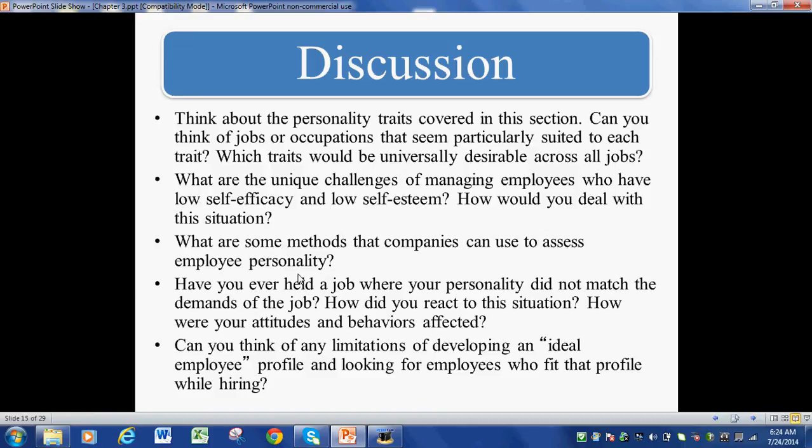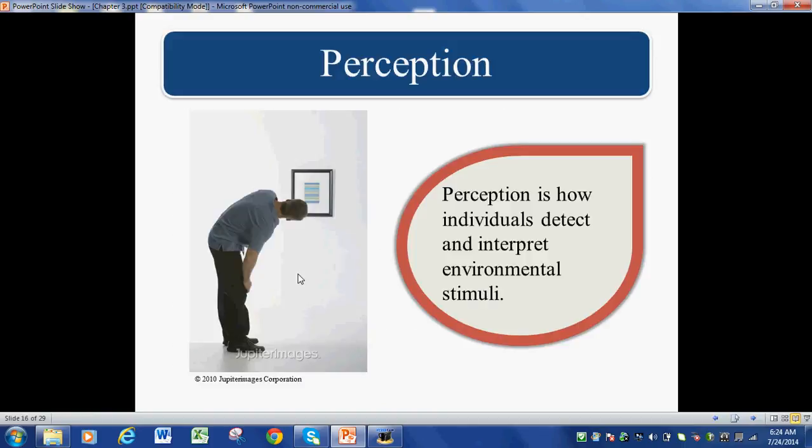So discussion, I want you to read those discussion questions. You'll go over those on your own. Perception is how individuals detect and interpret environmental stimuli, right? I perceive it one way, you perceive it another way.